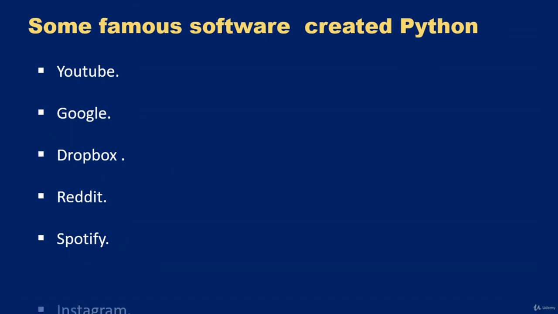Finally, we've got Instagram. Instagram is very popular. It has both an app side and also a website as well. And these are just a few list items of software that were created using Python.